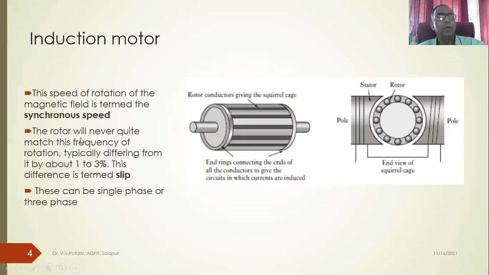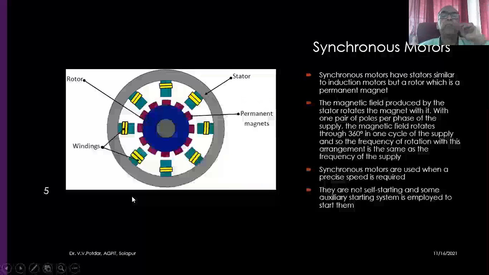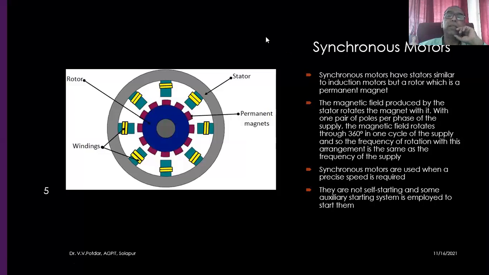So the rotor will never quite match the frequency of rotation, typically differing from it by about 1 to 3%. This difference is termed as slip. These can be single phase. Induction motors can be single phase or 3-phase. Now, the second variety of AC motors is the synchronous motor.